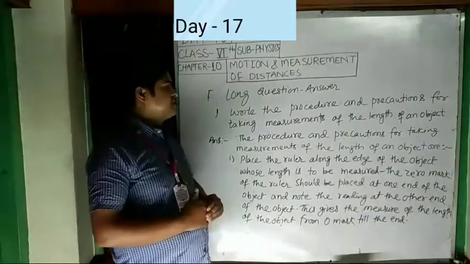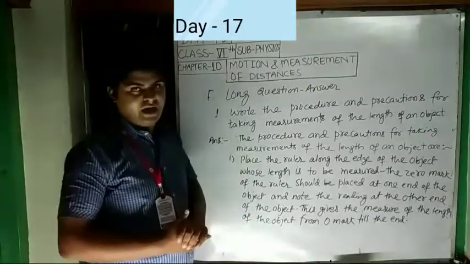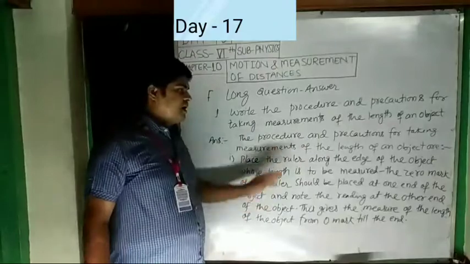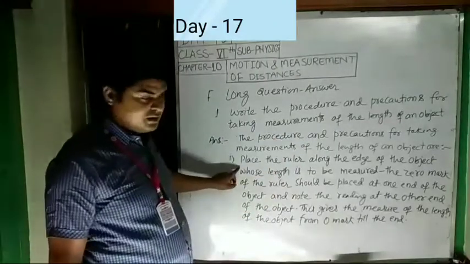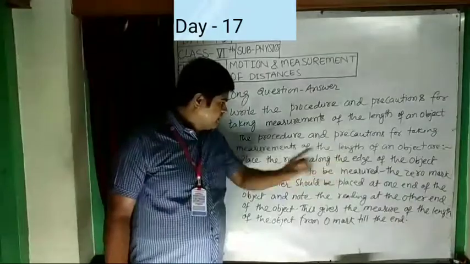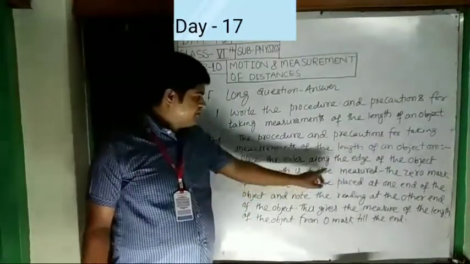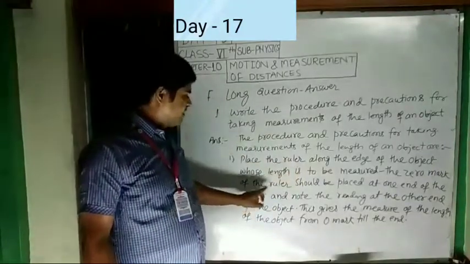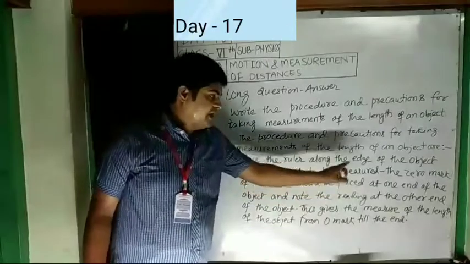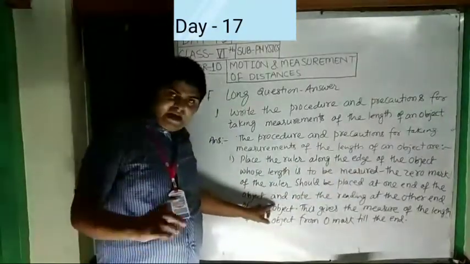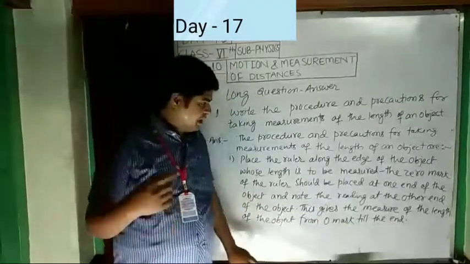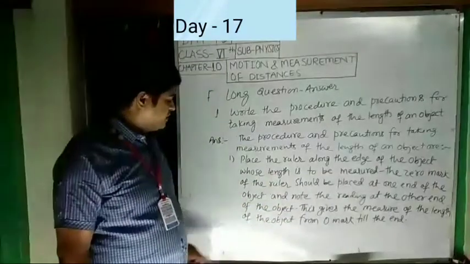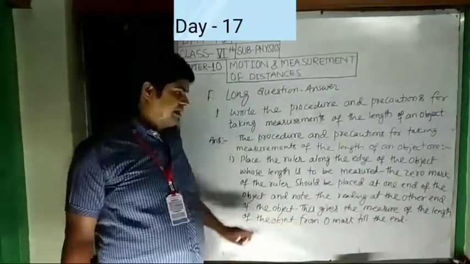Question number 1, write the procedure and precaution for taking measurements of the length of an object. Okay, the answer: the procedure and precaution for taking measurements of the length of an object are: point 1, place the ruler along the edge of the object whose length is to be measured. The zero mark of the ruler should be placed at one end of the object and note the reading at the other end of the object. Okay, this gives the measure of the length of the object from zero mark till the end.